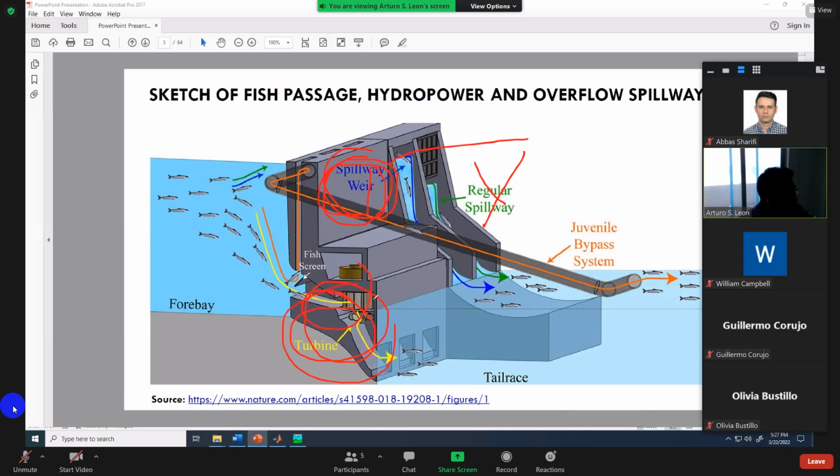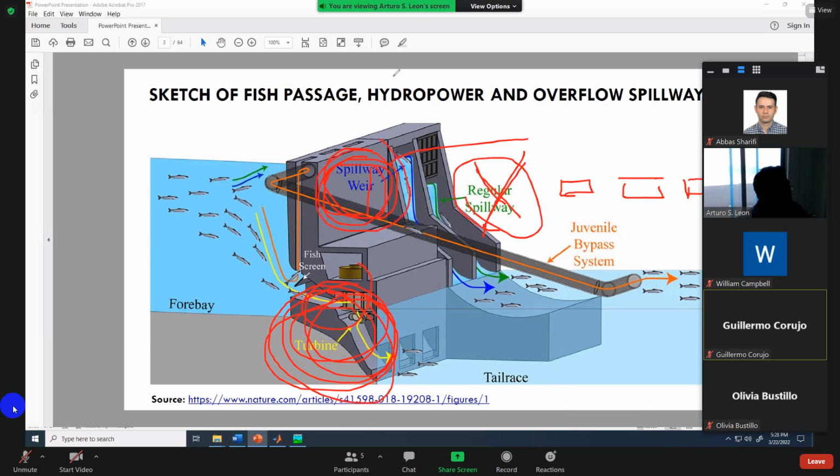Some dams only have the turbine flow. They don't have the regular spillway. Some dams have several spillways. You can have multiple gates at different levels. So it can be more complex, but in general, there are three types of flow: turbine, regular spillway, and the spillway weir. Some of them can have fewer. Some of them can have spillways at multiple levels in the dam. So you can even have several boxes in the same wall of the dam, basically.